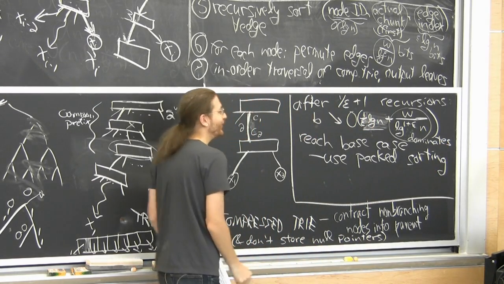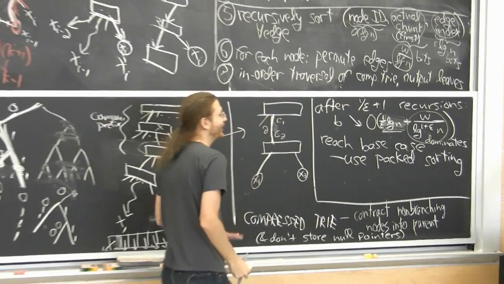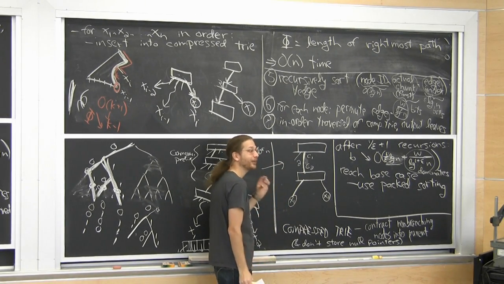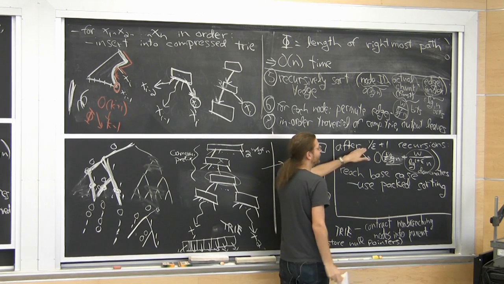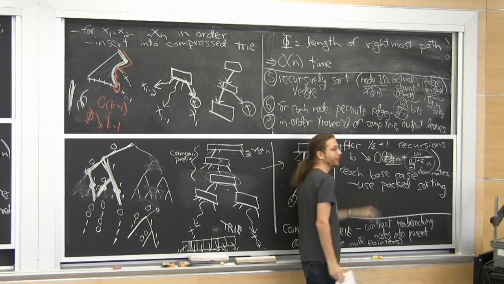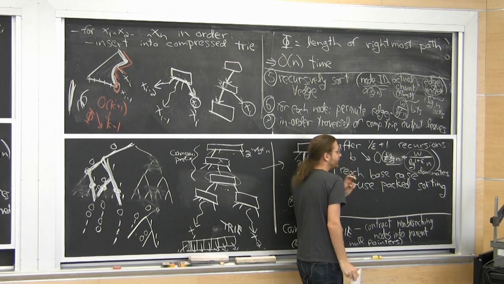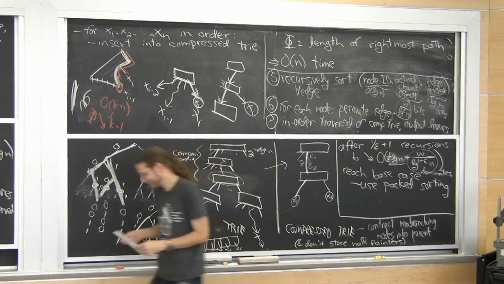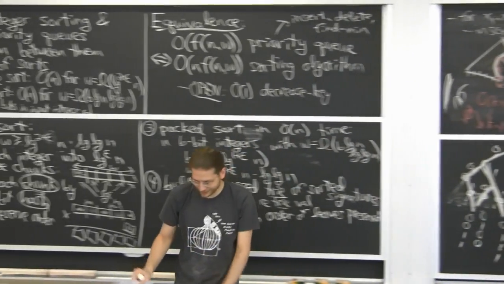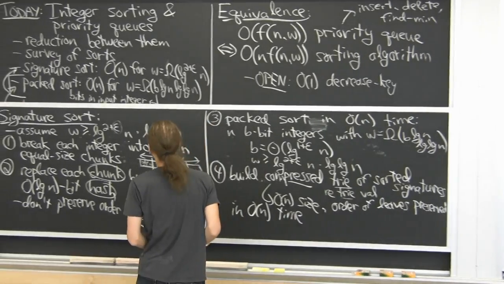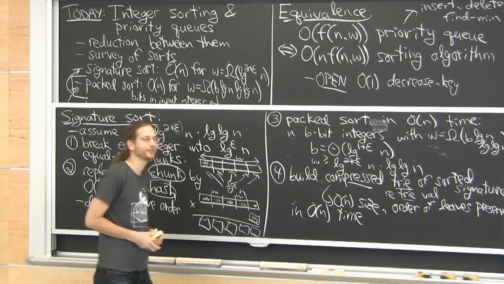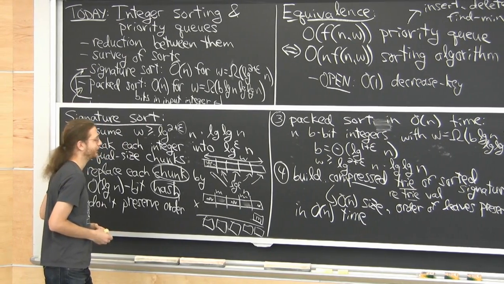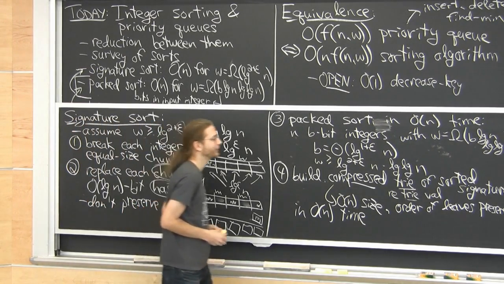Okay, so we did all this work, and all we did was reduce our word size by a log to the epsilon factor. But that's enough, because after we do that 1 over epsilon plus 1 times, the words are small enough, or the items we're sorting are small enough that we can use pack sorting. And boom, we're done. Okay, that is the beauty of signature sort. Any questions about that? Definitely not easy. But it works.